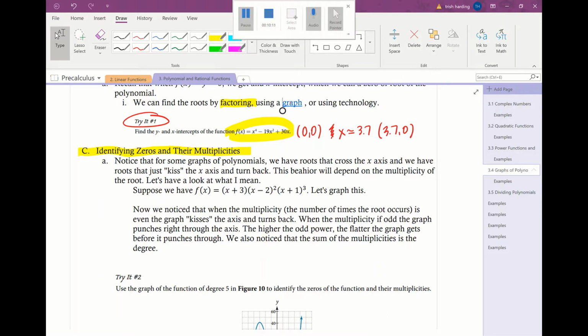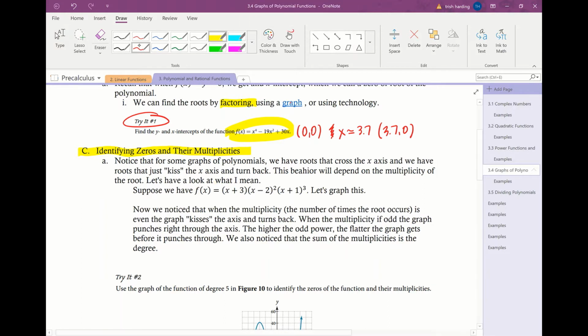Okay. So here we're going to take this one. And I'm going to graph this. So we'll go back up here. So we have positive 3, negative 2, and positive 1.